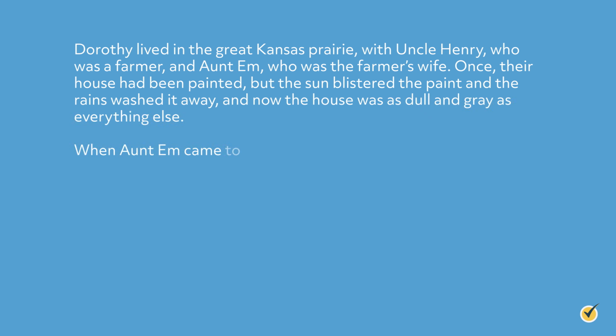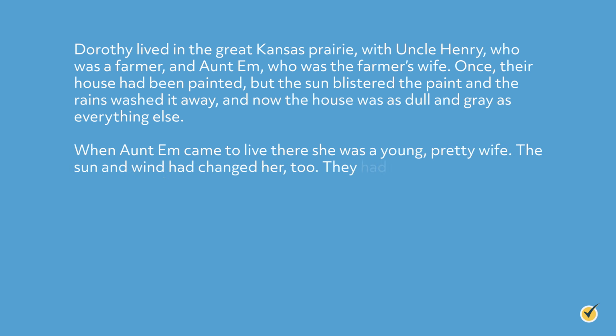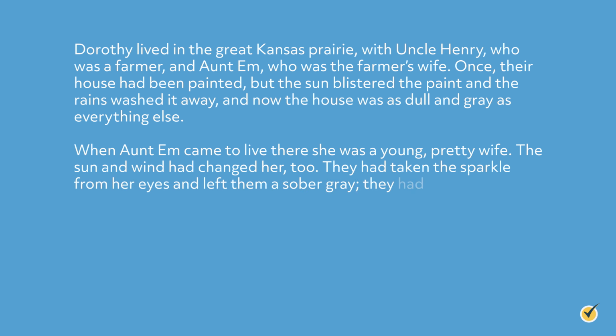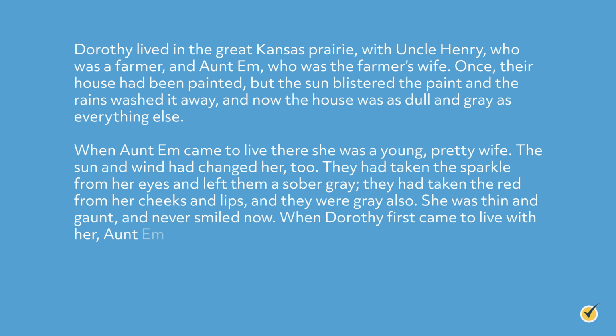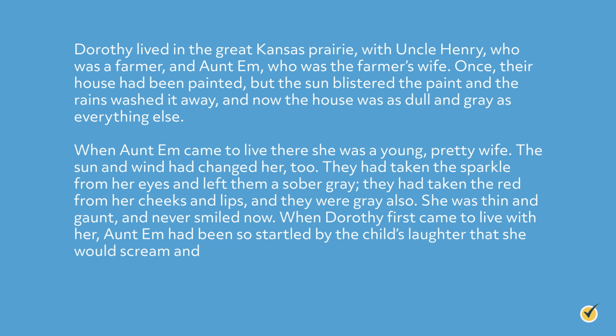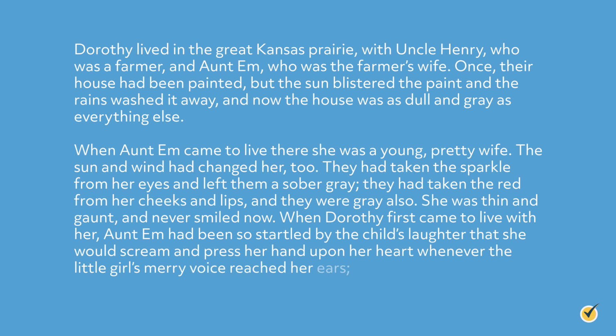When Aunt Em came to live there, she was a young, pretty wife. The sun and wind had changed her too. They had taken the sparkle from her eyes and left them a sober gray. They had taken the red from her cheeks and lips, and they were gray also. She was thin and gaunt and never smiled now. When Dorothy first came to live with her, Aunt Em had been so startled by the child's laughter that she would scream and press her hand upon her heart whenever the little girl's merry voice reached her ears.